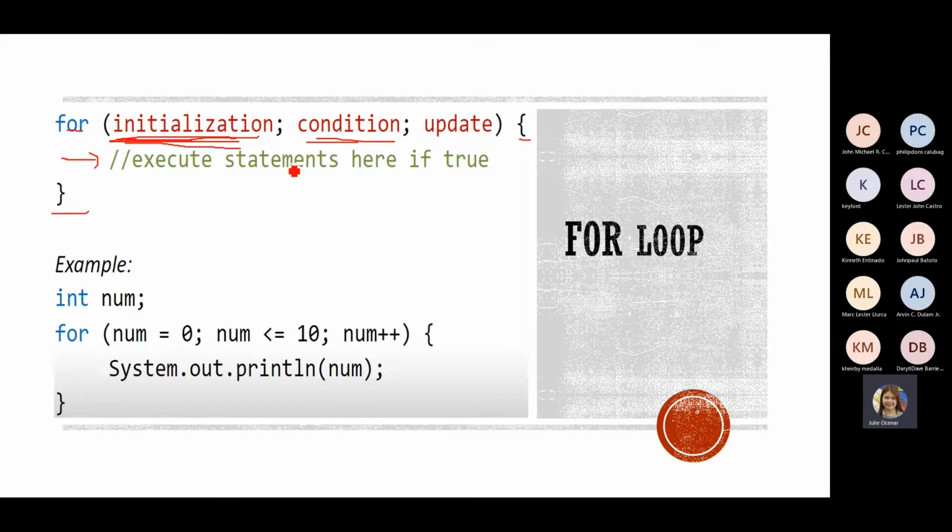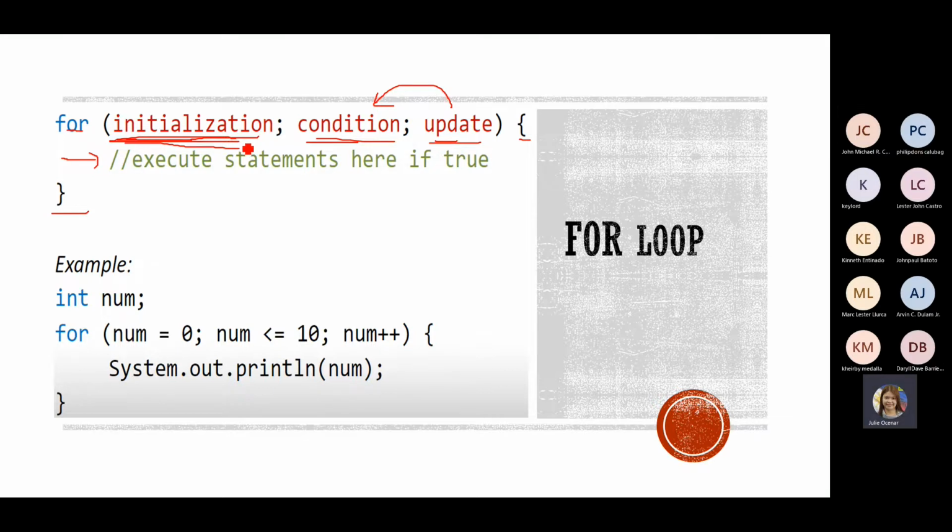Okay? And then we have the update here. This update is the expression that alters the loop control variable. So this is where you do an increment or decrement. Okay? So that at least we won't have an infinite loop because of the condition we gave. Okay? So, yeah.